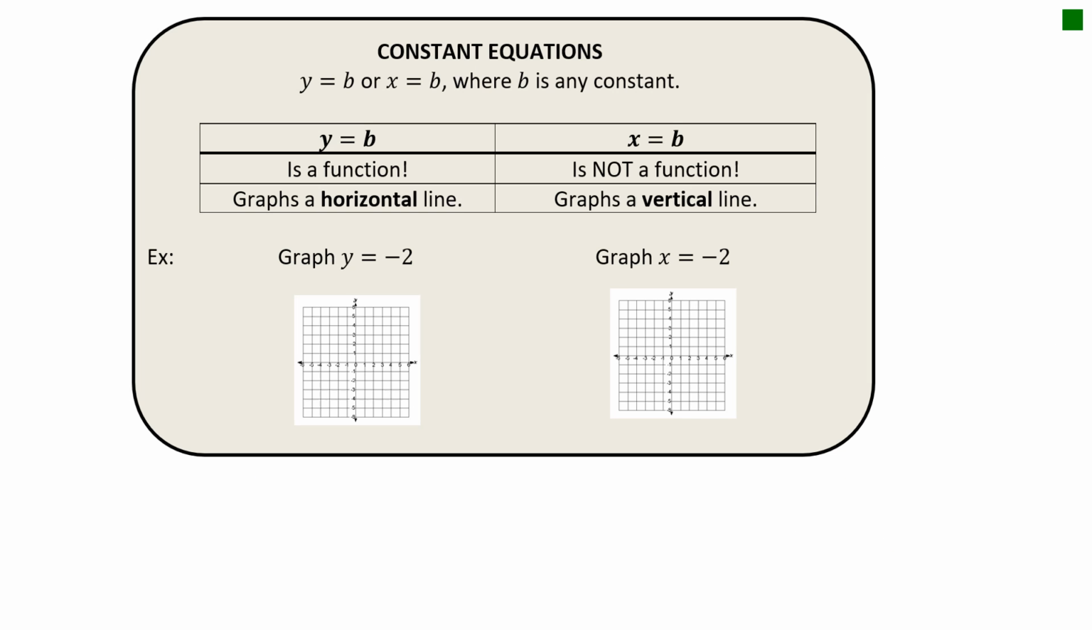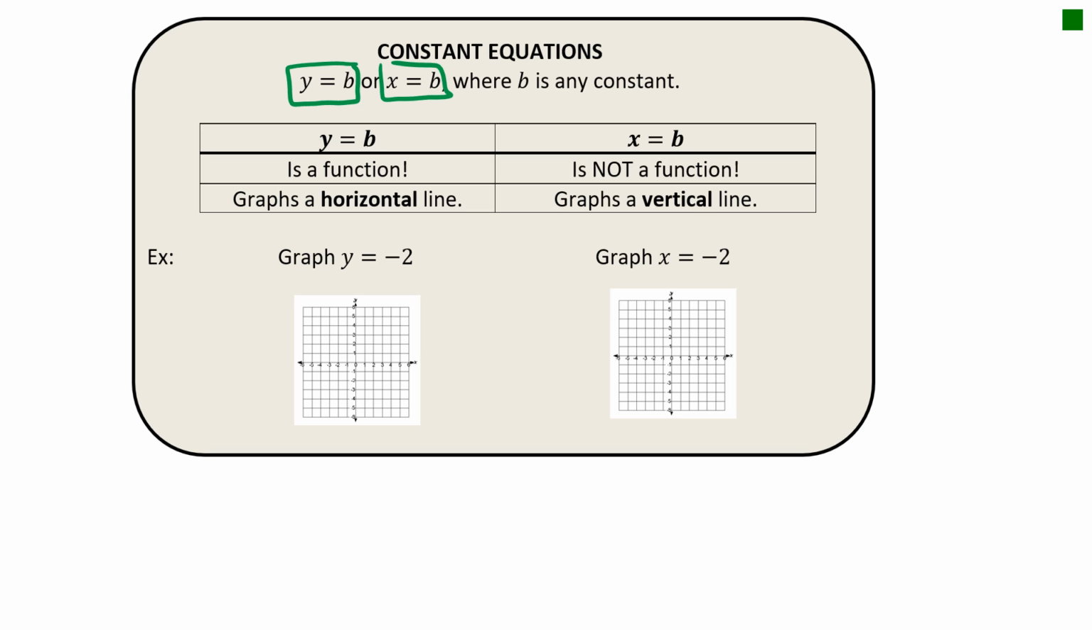So now we have these special lines, constant equations. You're going to have either y equals b or x equals b. What you're not going to have is y equals mx plus b. You're not going to have an m. You're going to have a b, which is going to be your intercept, but it's not always your y-intercept.